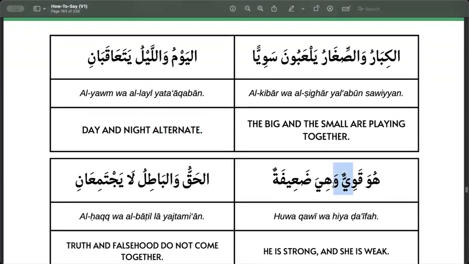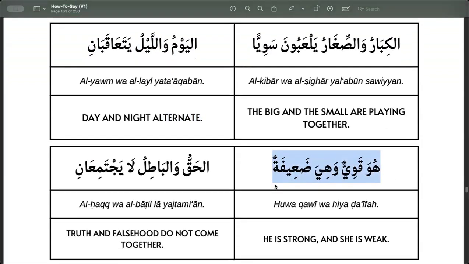هو قوي وهي ضعيفة. This is a very simple sentence that we can create. I'm sure you can create it as well. You can say هو كبير وهي صغيرة. Just take note, whenever you use a feminine form, hiya, she, you need to ensure that the attribute is also feminine. And how do you do that? Simply add the ta marbuta at the end. هو قوي وهي ضعيفة. He is strong and she is weak.